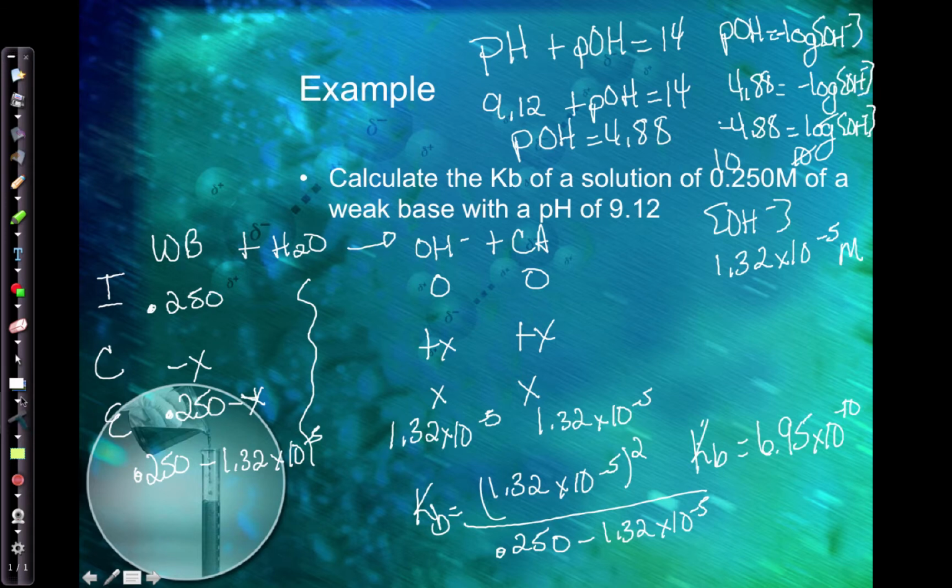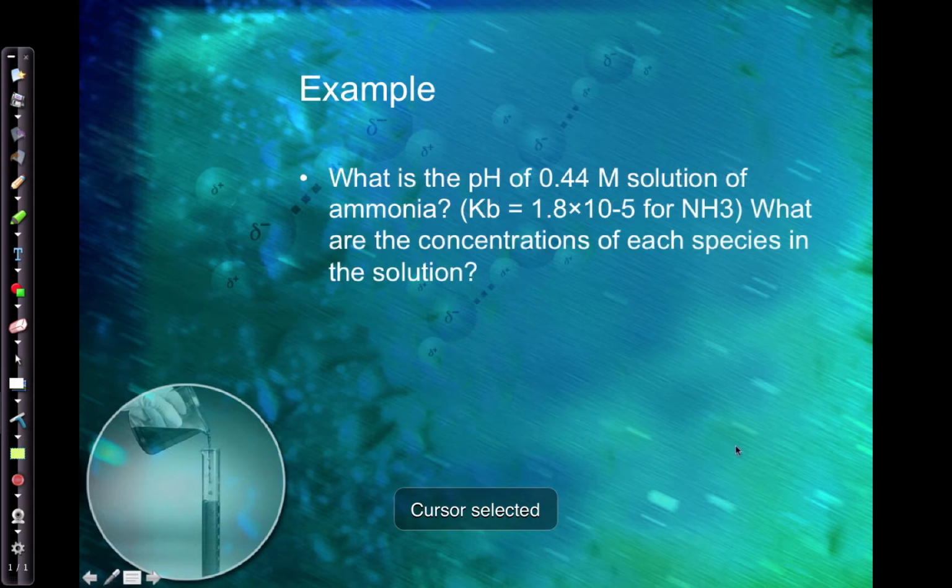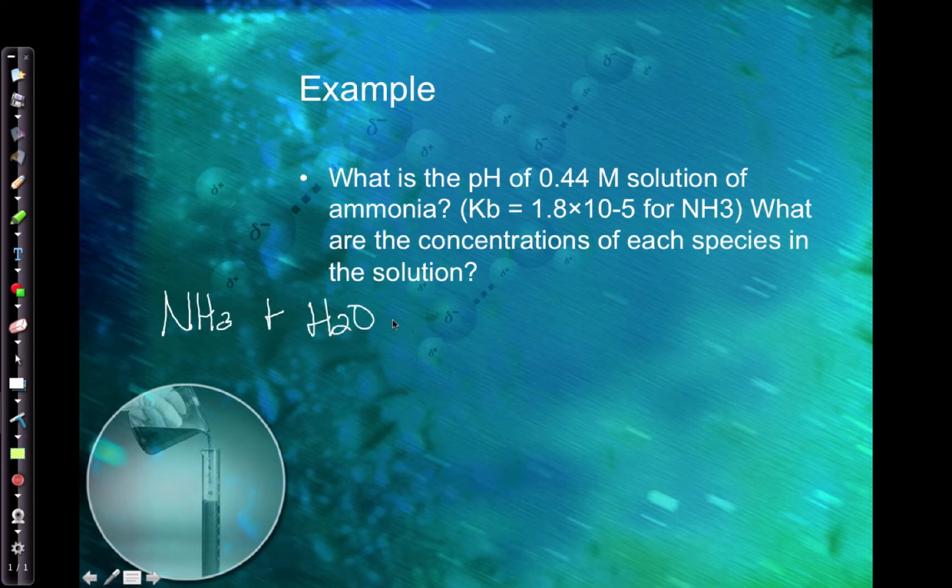All right, so let's do one more. What is the pH of a 0.44 molar solution of ammonia? And it gives us the Kb. And then what are the concentrations of each of the species? All right, so we have ammonia, and we've put it into water. So remember, anytime we're just looking at a weak base or a weak acid, we're just putting it into water. So it's a base, so that means that the hydrogen gets transferred to the base. So it becomes ammonium and then hydroxide.